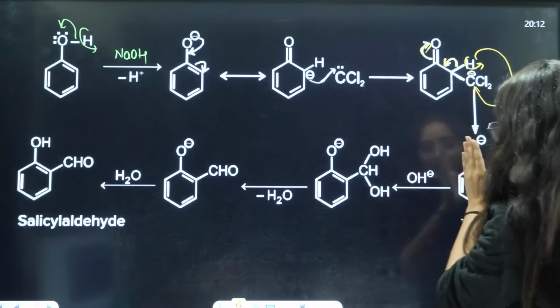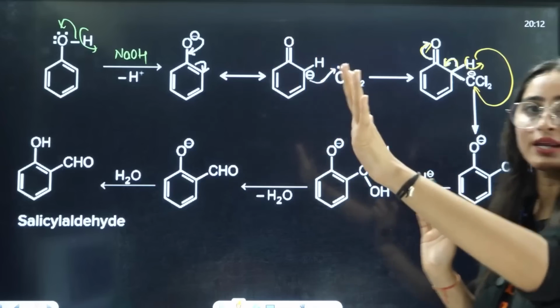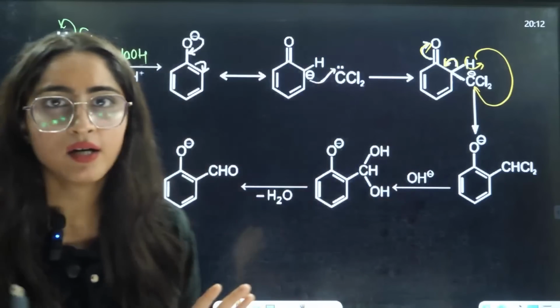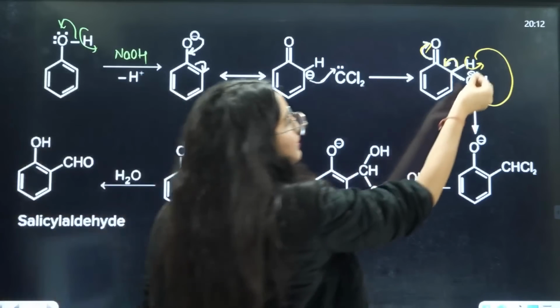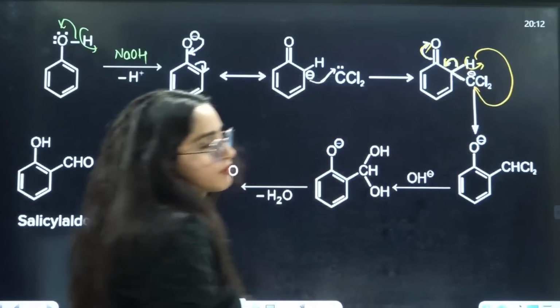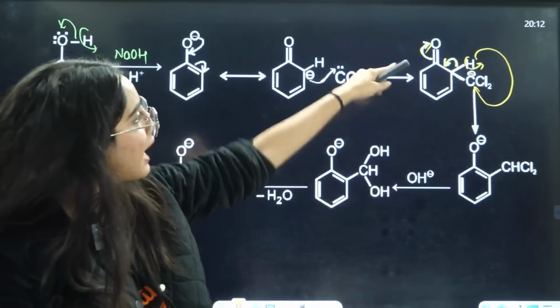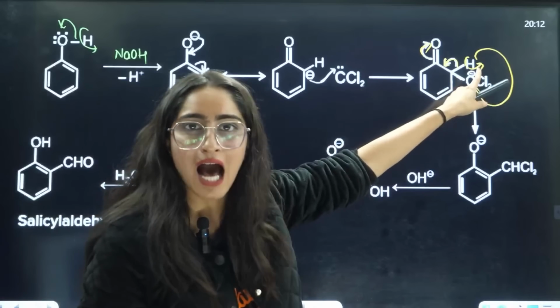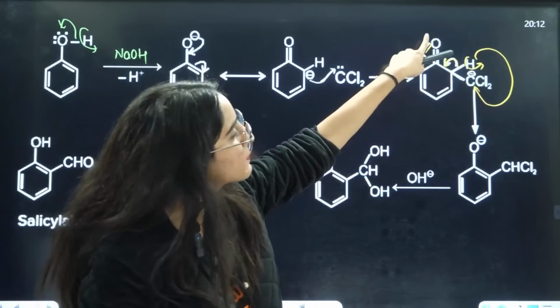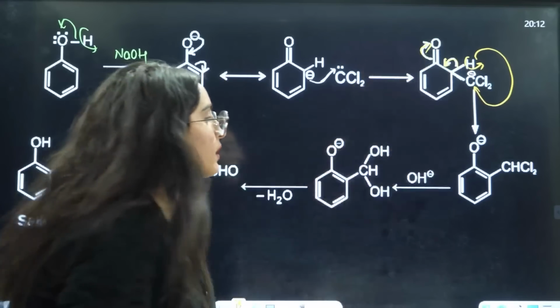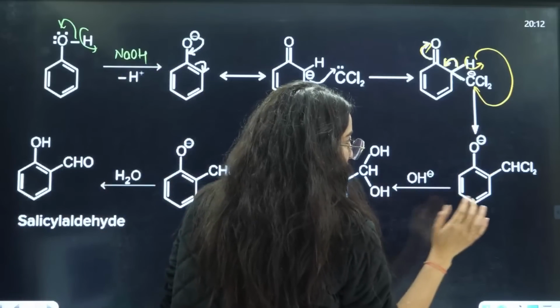Now, once you have reached here, everything else is very simple. There is just one difference. This H is shifted onto this carbon, rather than the oxygen, because the oxygen already has it. It will be present there after the resonance. Now, O negative is present here.